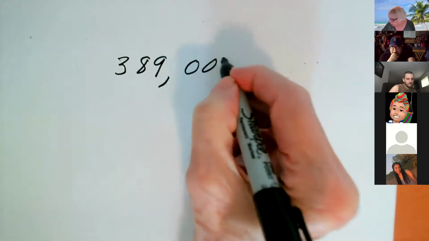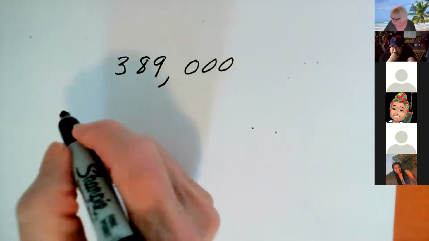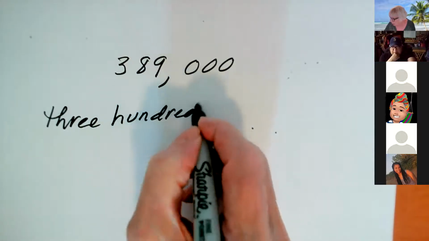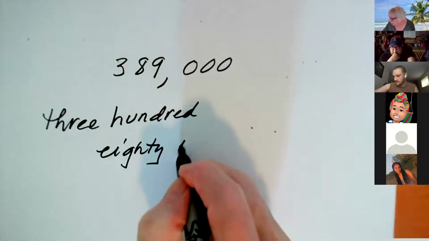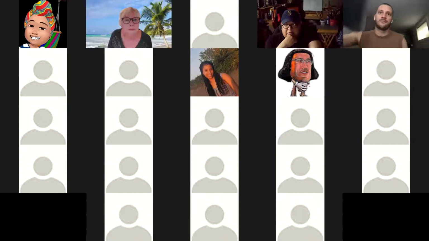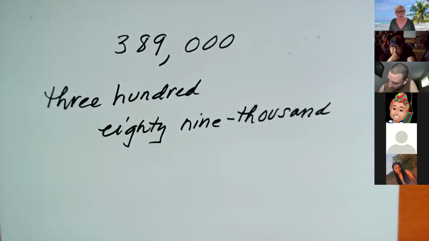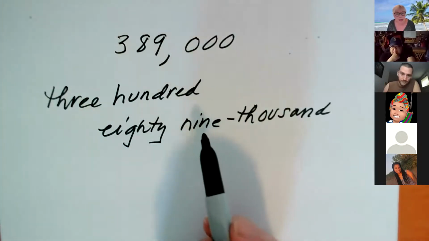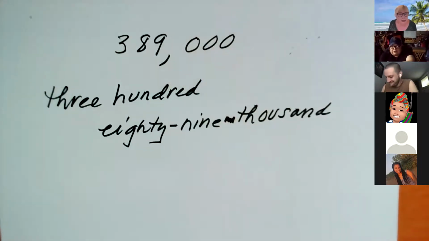Let me try another one. 389,000. So this is 389,000. I wish I could write faster. Whoops. The video froze. Let's see if I can figure it out. There. Okay, technology. So notice even the 89, that was a two-digit number, even though it was in the thousands place. Just be careful about that because it's such a small little detail.